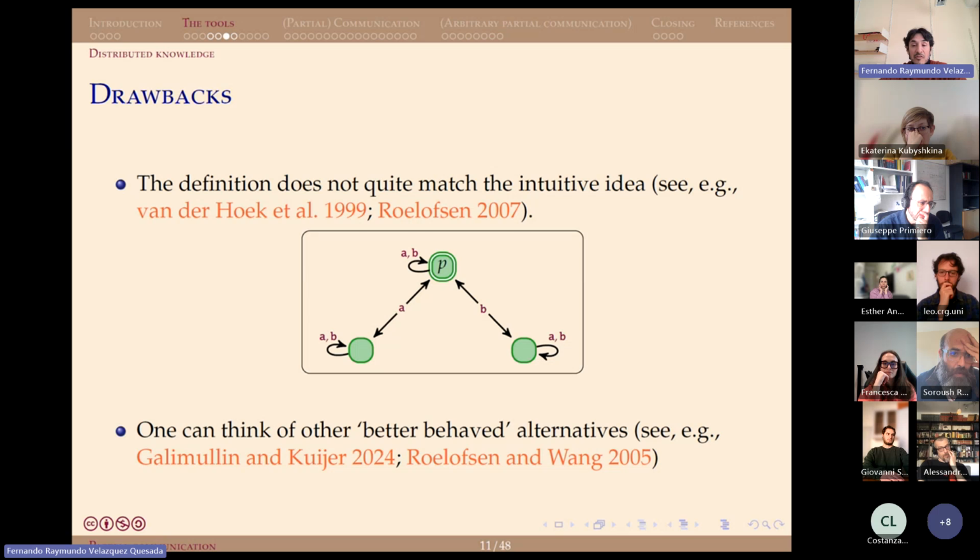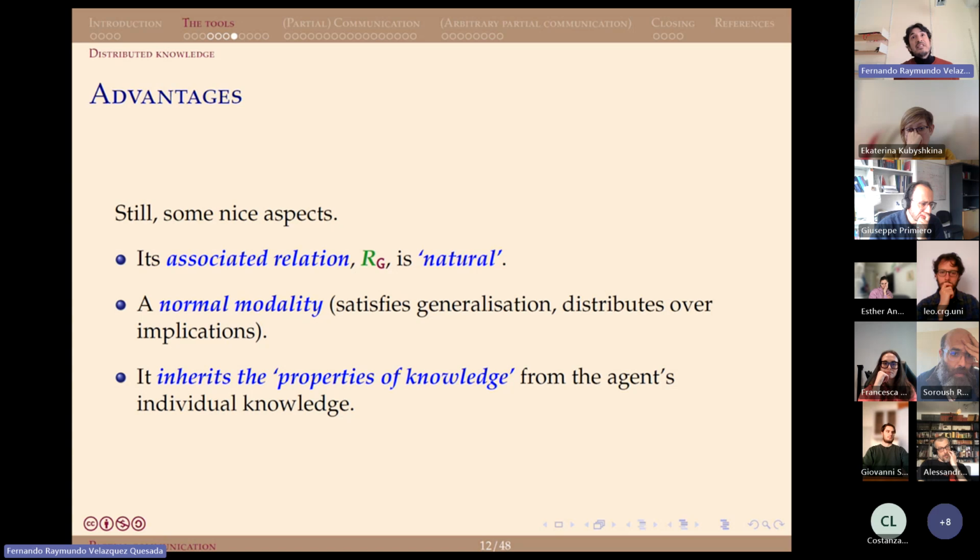And here there are a couple of references discussing some of those alternatives. Nevertheless, this notion of distributed knowledge still has some natural and appealing properties. One of them is that, as I mentioned before, the connected relation, the one that describes the uncertainty of the group, in fact, seems quite natural.